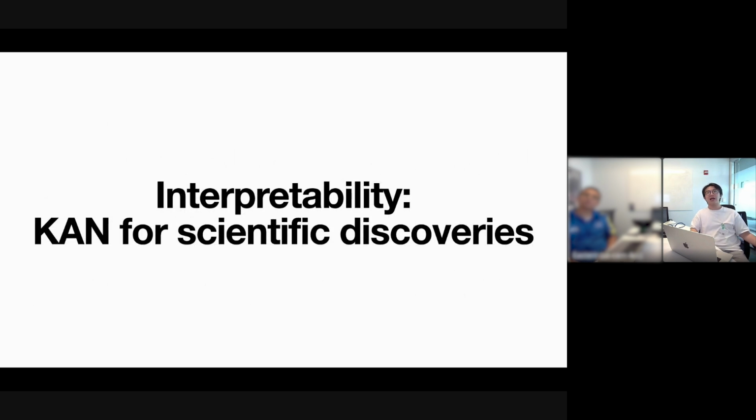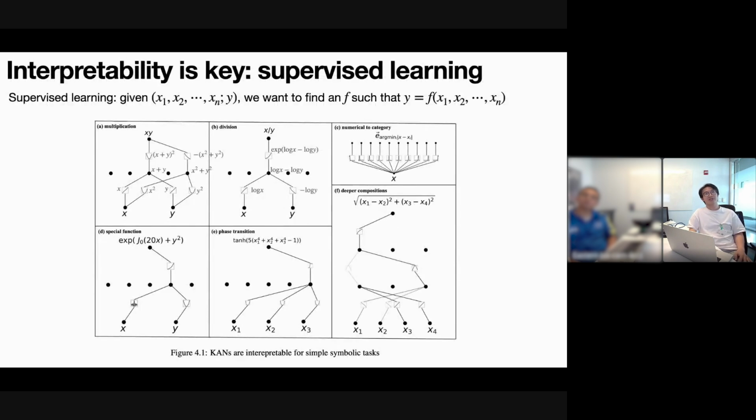Besides accuracy, as I mentioned, the initial motivation for me to make KANs was to make KANs a better tool for scientific discovery. And here I will give you a few examples of how we use KANs to aid human scientists in making scientific discoveries. So the first case, a toy example, is a supervised learning task where you have input variables x1, x2 to xn, and one output variable y, and we want to figure out the relation between them. We want to find a mapping that can map these input variables to the output variable.